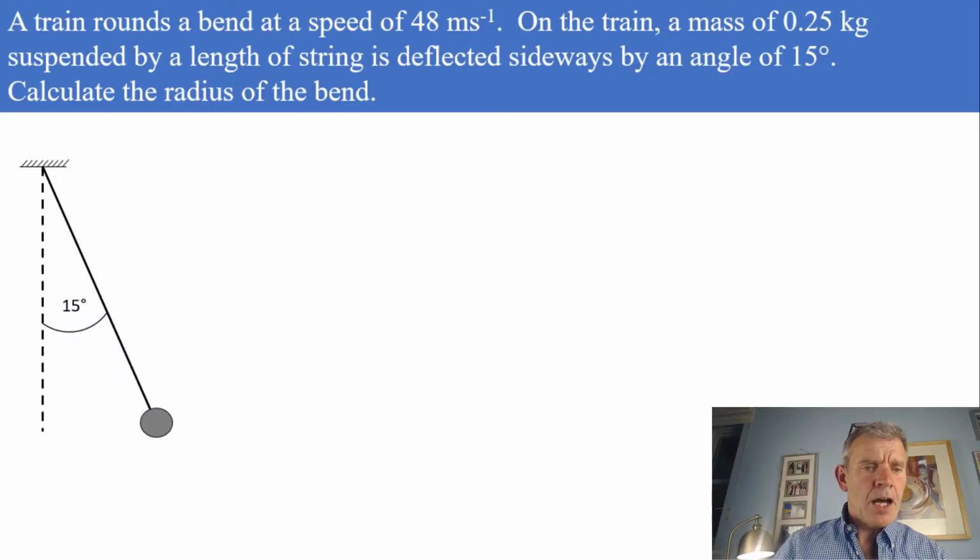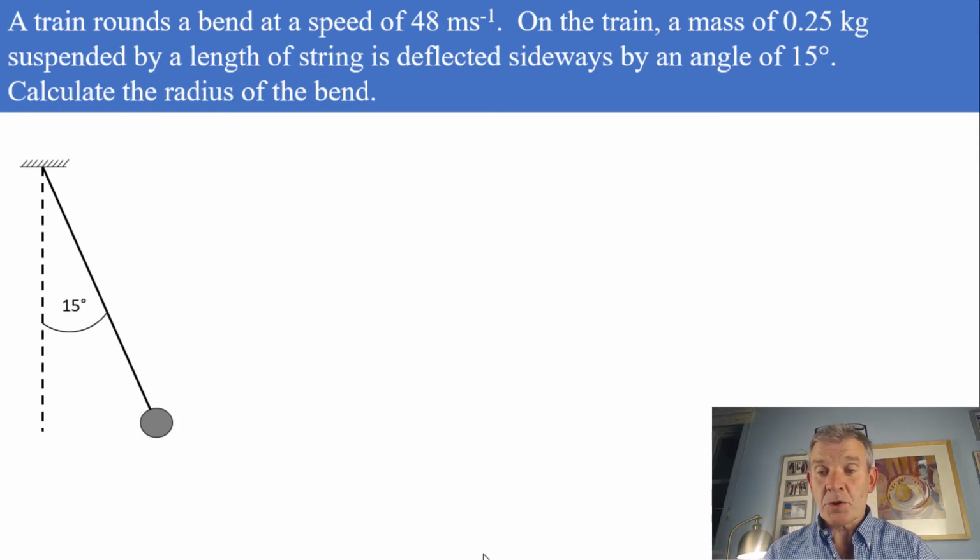Okay, let's have a look at this question then. A train rounds a bend at a speed of 48 meters per second. On the train, a mass of 0.25 kilograms suspended by a length of string is deflected sideways by an angle of 15 degrees. And the question is, calculate the radius of the bend.